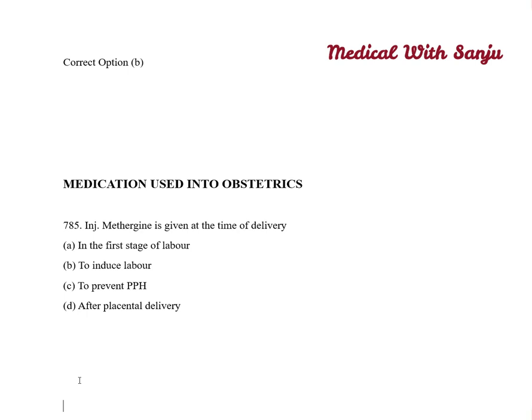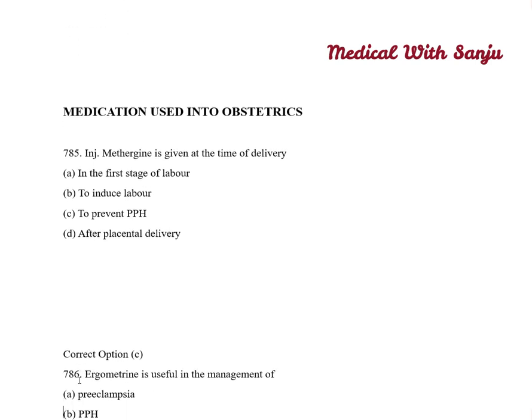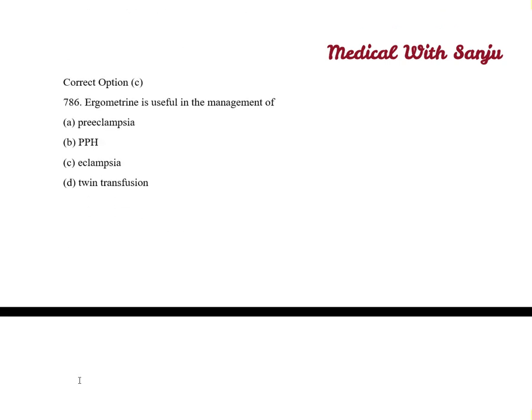Injection methergine is given after delivery to prevent PPH caused by atonic uterus. Option C is the right answer, to prevent PPH. Question number 786. Ergometrine is useful in the management of option A, eclampsia, option B, PPH, option C, eclampsia, and option D, twin transfusion.